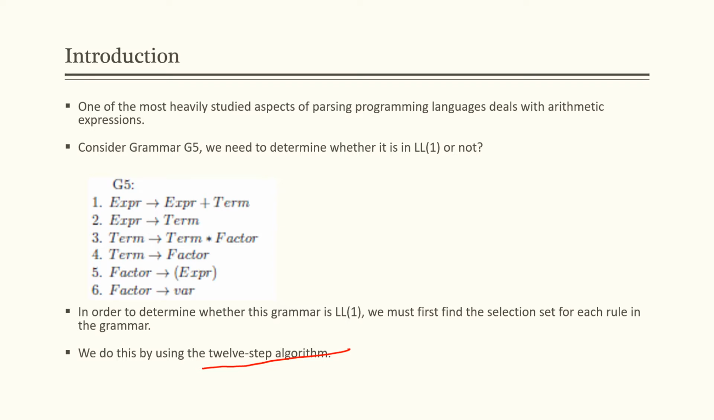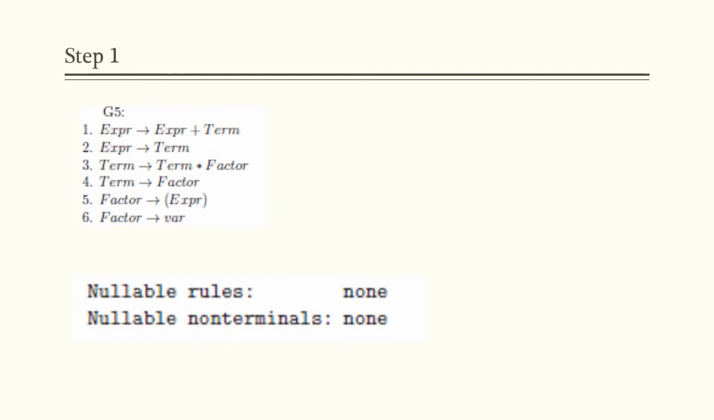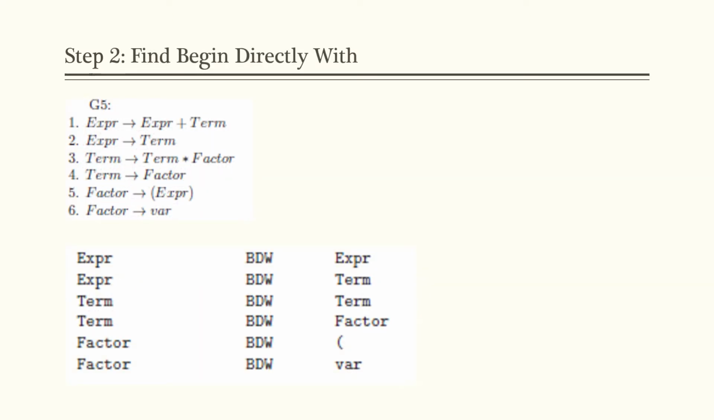Okay, let's look into the steps. Step 1 is to find the nullable rules and also the nullable non-terminals. For this grammar G5, there are no nullable rules and no nullable non-terminals. Then we want to find the selection set of it. Then we move to step number 2.